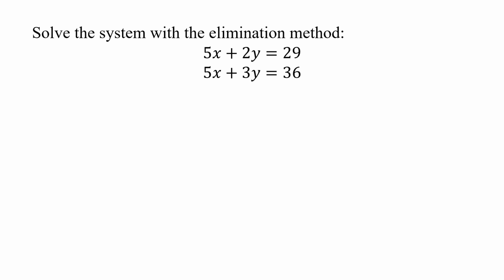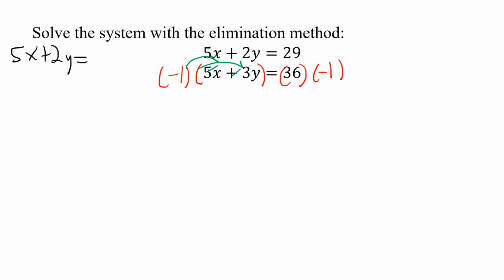Now, if I were to do both sides of the equation, and we can pick either one, I'm going to pick the bottom one. But if I multiply both sides by negative 1, I change the sign of the equation without actually changing the equation itself. So I'm going to distribute that negative 1 down here, and I'm going to rewrite the top equation. So our top equation was 5x plus 2y equals 29.